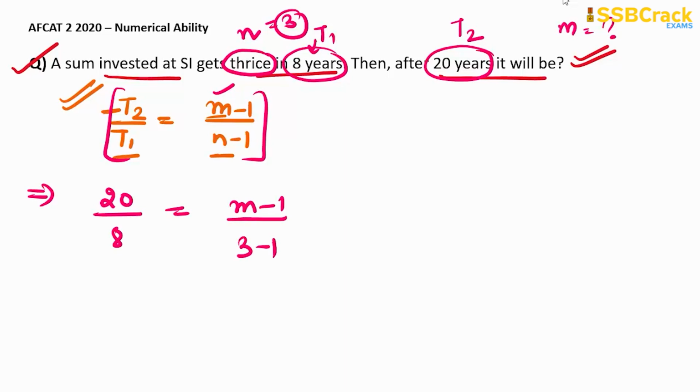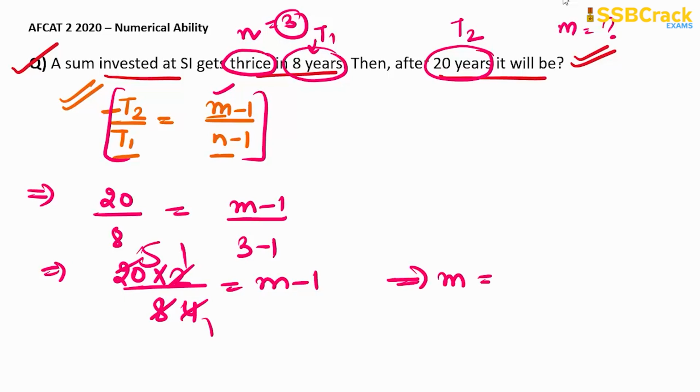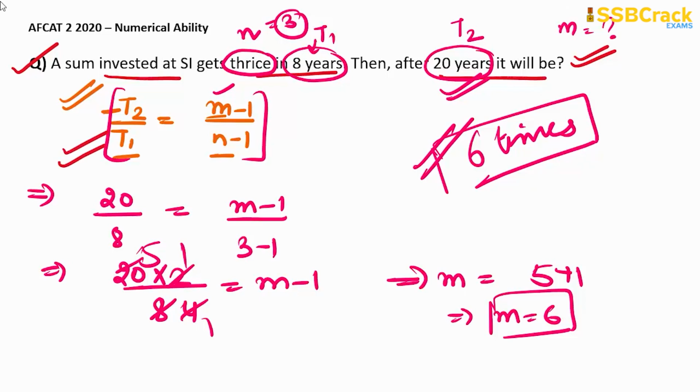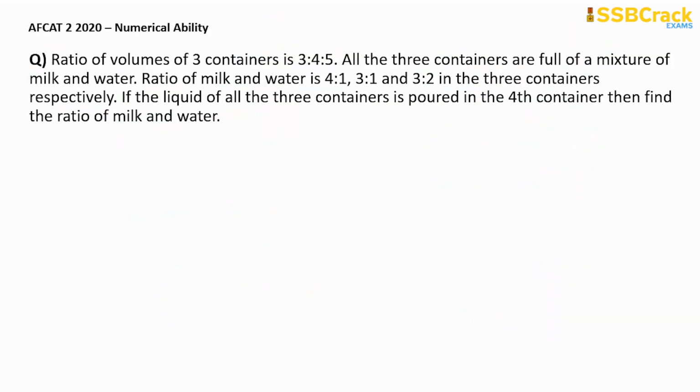So 3 minus 1. Now we can easily solve it. So it will be 20 into 2 divided by 8 is equal to m minus 1. Here 2 4s are 8, 4 5s are 20, and this implies m will be equal to 5 plus 1. So this implies m is equal to 6. So after 20 years the sum will be 6 times its original value. That is, 6 times should be the answer for this question. So again you can see that by applying this formula directly you can solve this question within no time, right? Now coming upon to next question.